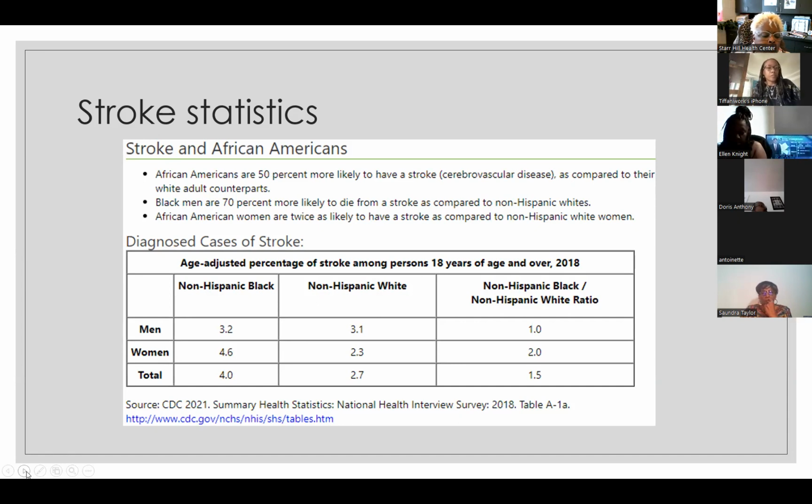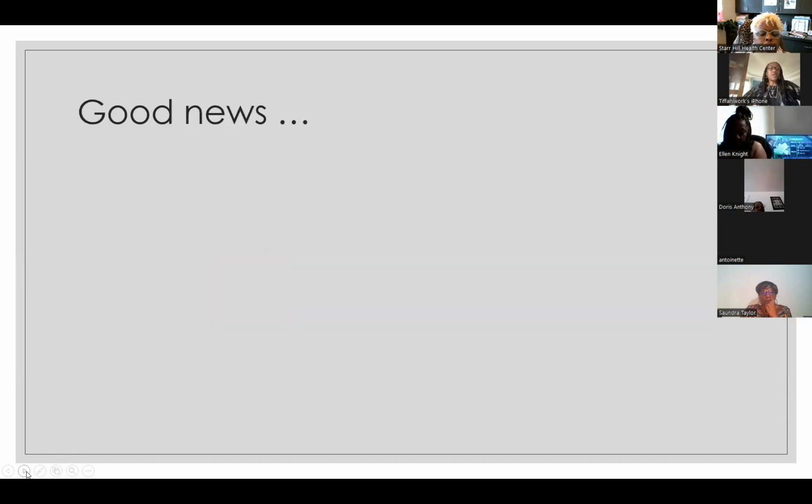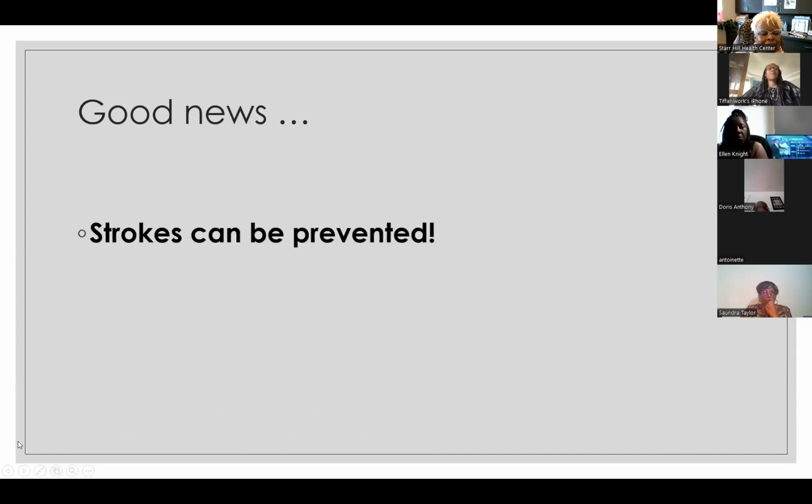Next one. So this is the details of why we're doing this. The good news is that strokes can be prevented. So I want to spend a lot of time talking about how we can prevent this. Next slide.